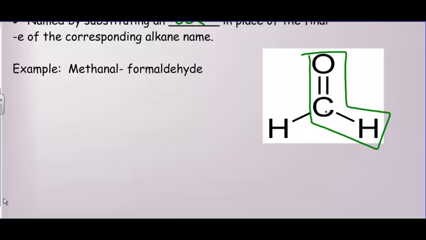You would name it like it's an alkane. Since it's one carbon, you would call it methane. But it's not just methane. It has the aldehyde, so you drop the E and add Al. This is methanal. And methanal more commonly is known as formaldehyde. It's used to preserve dead bodies and dead organisms. So this is the structure of that fixative. It fixes tissues, methanal or formaldehyde.